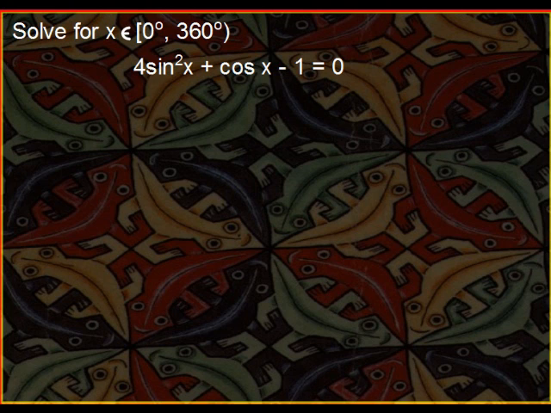Okay, let's try this one. 4 sine squared x plus cosine x minus 1 is equal to 0. I want you to note that up here, we're just simply going to find angles ranging from 0 to 360 degrees.